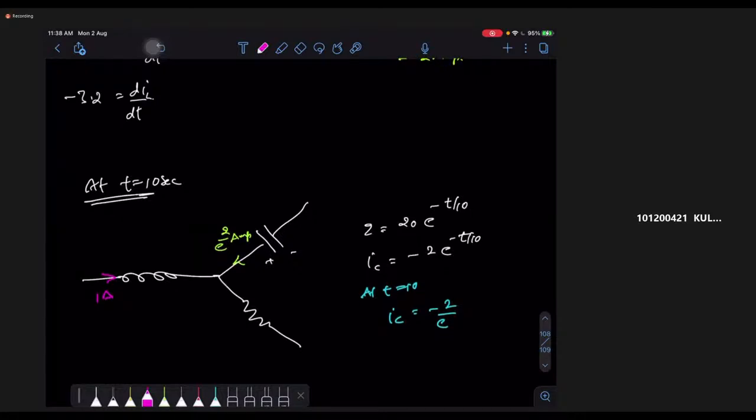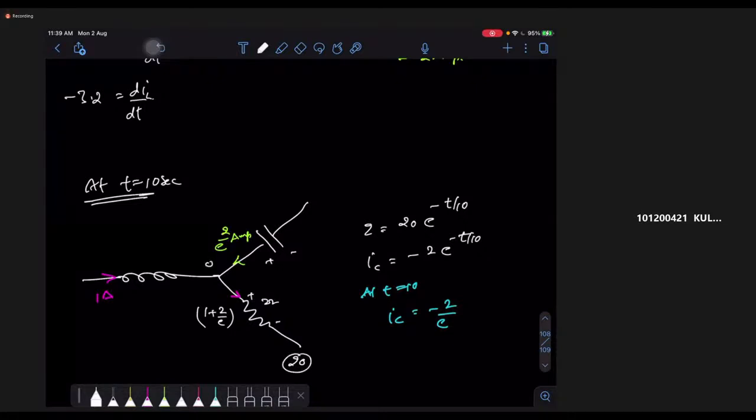So how much current is passing through the resistance? Current passing through the resistance on this side is 1 ampere, and from the capacitor it is coming 2 by E amperes. So through my resistance, 1 plus 2 by E ampere current is there. So it will give me the potential drop here. The potential on this side is given as 20.